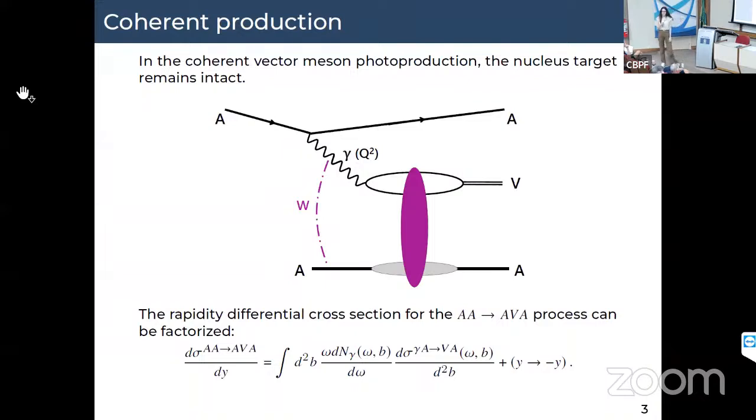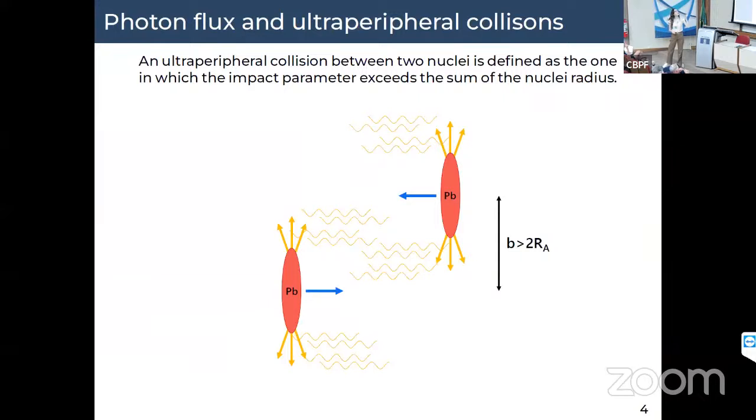And this factorization is good for ultra-peripheral collisions, which are the ones that have an impact parameter higher than 2 times the nucleus radius. This means that when the two nuclei collide, they don't collide exactly one in front of the other. They only experience electromagnetic collisions, not strong ones.